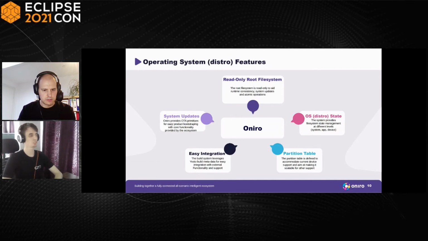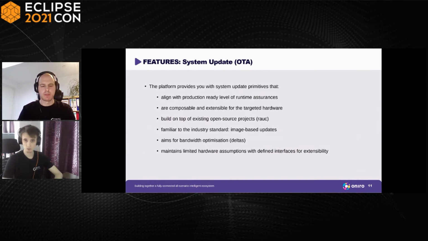Cool, so system updates. Next slide, please. In Oniro, we have designed OTA primitives that have a set of fundamental requirements. They align with production level runtime assurances. They align with concepts that are known in the industry and are default in these kinds of features. For example, atomicity and durability. These are assumed by the design.